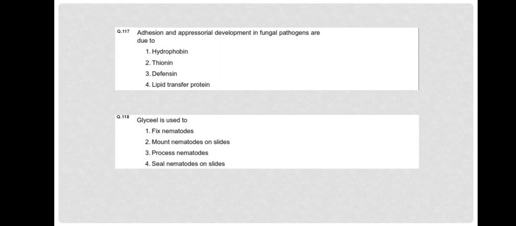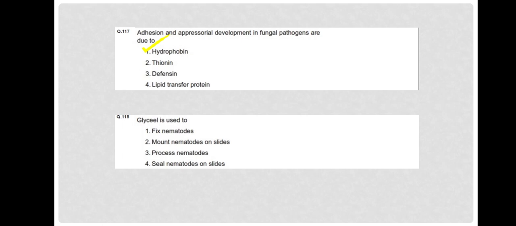Next question number 117. Adhesion and appressorial development in fungal pathogen are due to, answer is hydrophobin. So hydrophobins are a group of small cysteine-rich proteins in fungi. They have the ability to form a hydrophobic or water repellent coating on the surface of an object, so that the fungus can easily adhere to the surface and start the infection process.